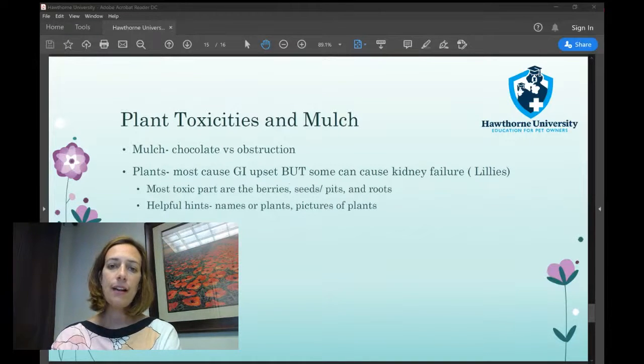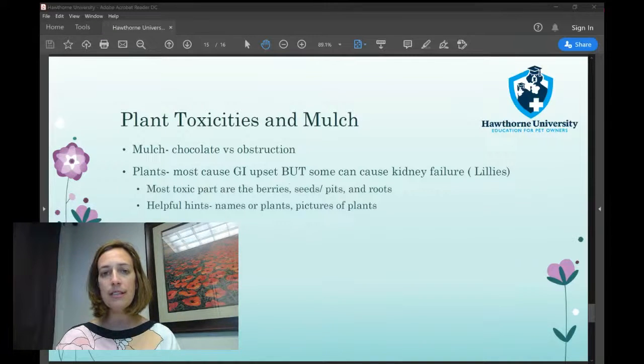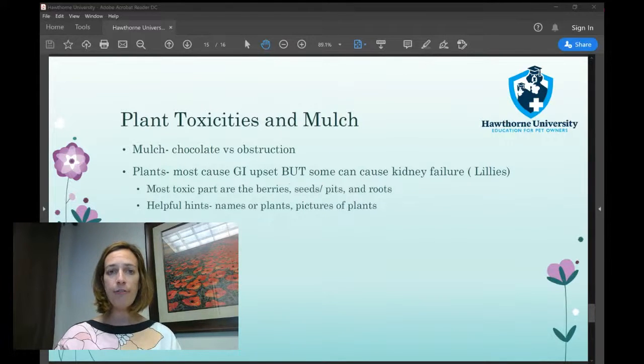Plants can cause a lot of signs. This time of year, there's a lot blooming in our backyards. Most of them are going to cause GI upset. However, there are a few select ones that can cause some kidney issues. The lilies are the biggest ones. If you're not sure, the biggest help that you guys can be to us is taking a photo of the plant. And if you know the name of the plant, that's going to be helpful as well. But photos do help us out quite a bit. We can usually do quite a bit of research if we can at least have a photo.